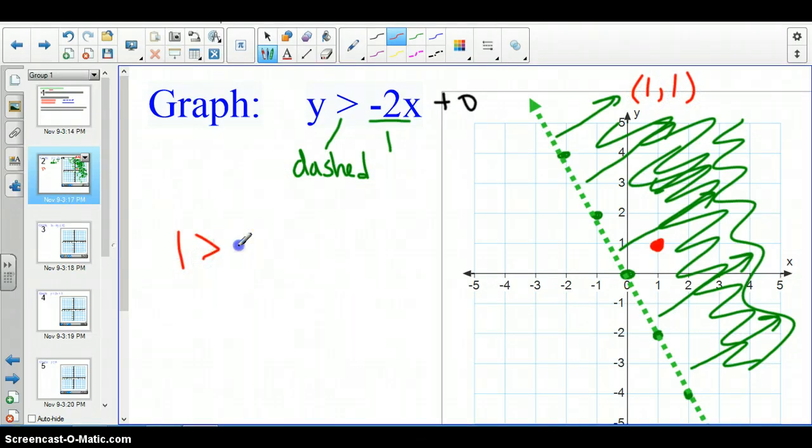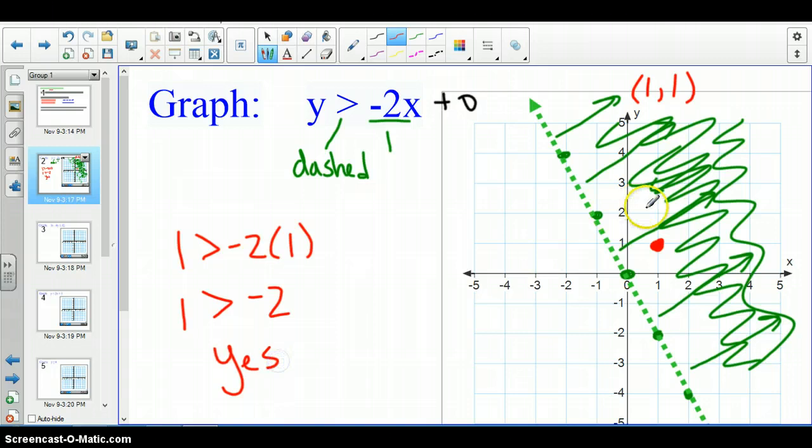1 is greater than -2 times 1. 1 greater than -2. Is 1 greater than -2? Yes. So my point that I picked, I like to plot it so I remember where it's at. It worked, so yes, I'd shade everything over here. You can also use that to just double check it. If you think, okay, where are the numbers greater than or less than? Okay, just to double check. Always pick a point.